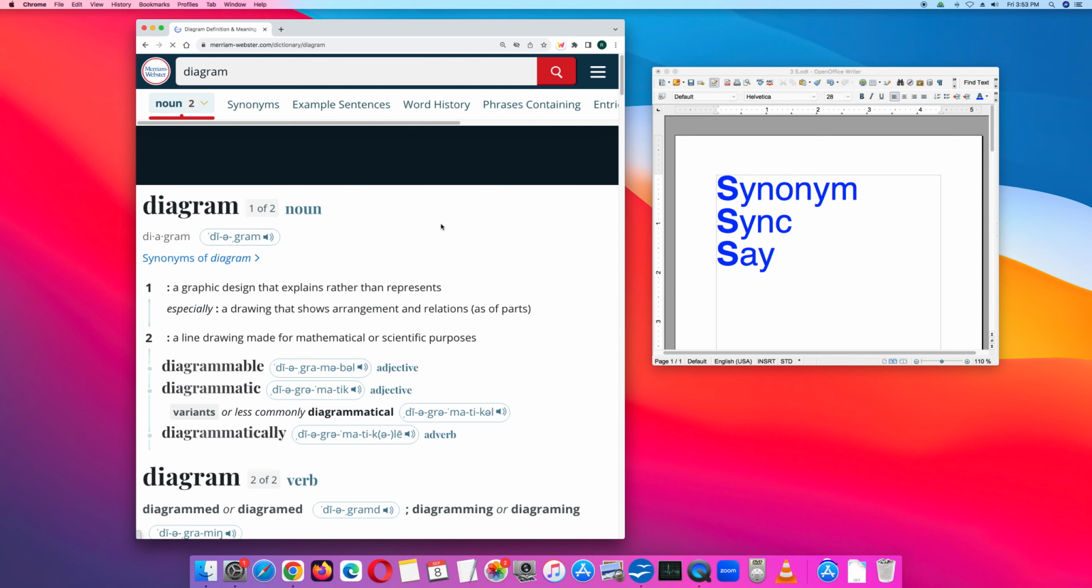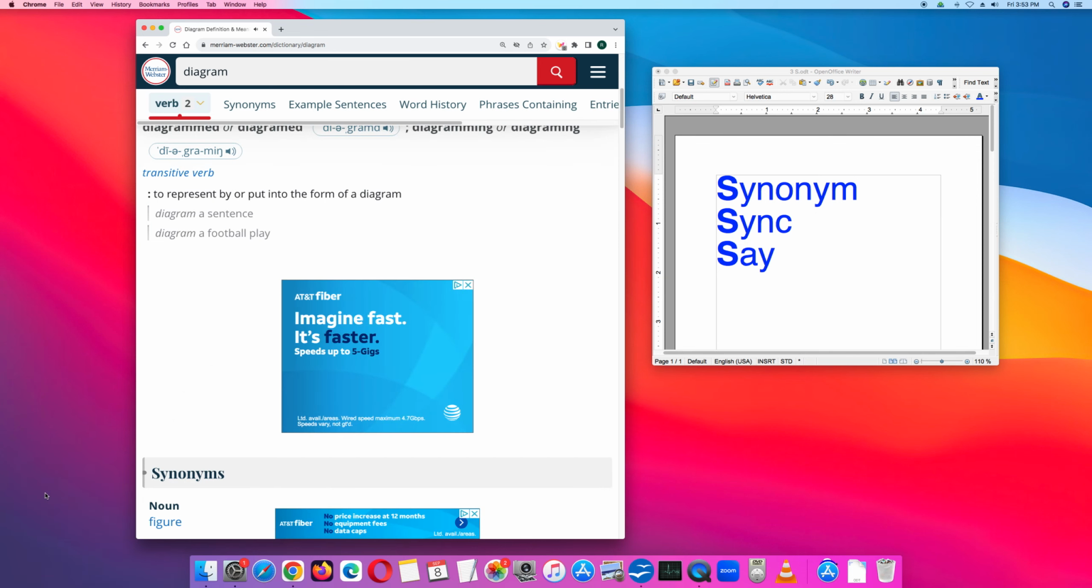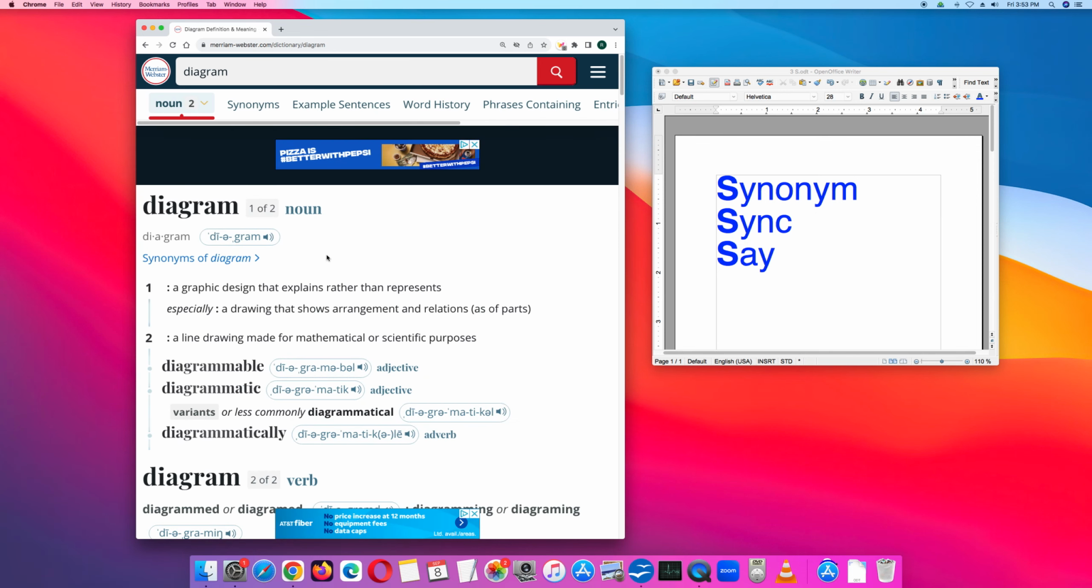So we have here diagram. The first thing I'm going to do is make sure I know how to pronounce the word. And Merriam-Webster has a pronunciation function here. Diagram. So I listen to the pronunciation. I make sure that I can also pronounce it, diagram. I look at the word spelling, D-I-A-G-R-A-M, diagram.